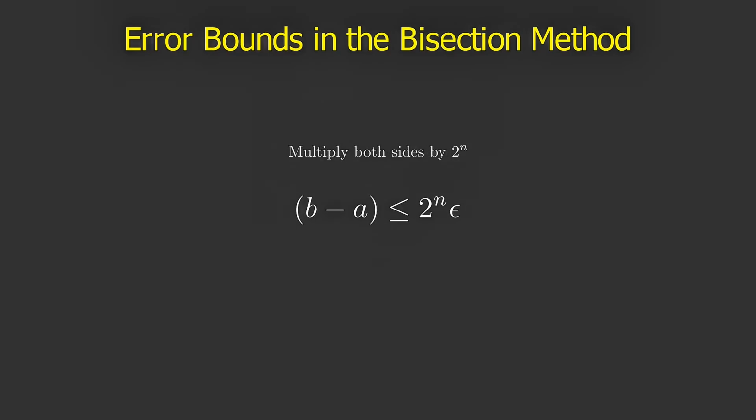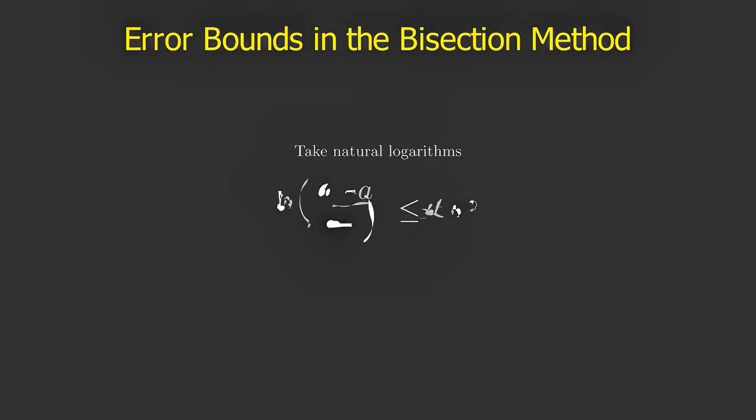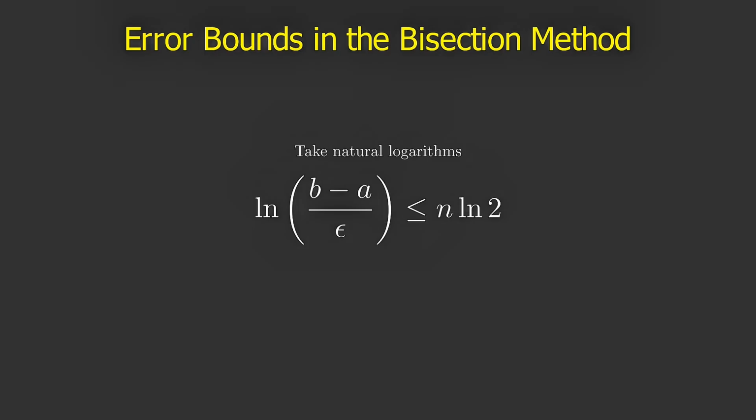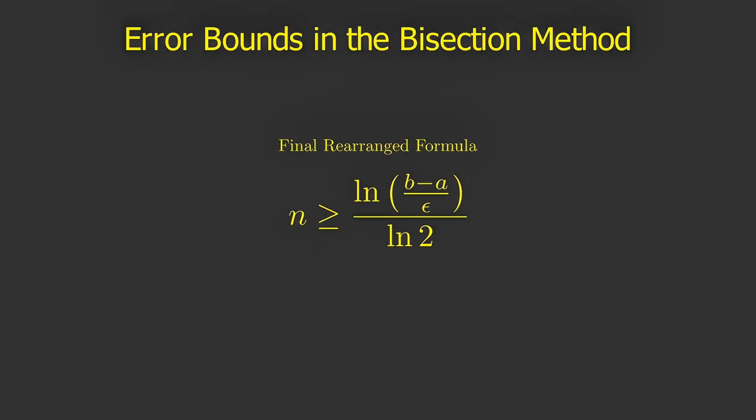We must multiply both sides by 2 with exponent n, and then we will divide both sides by epsilon. Then we can take natural logarithms of both sides, and then we can rearrange for our final formula.